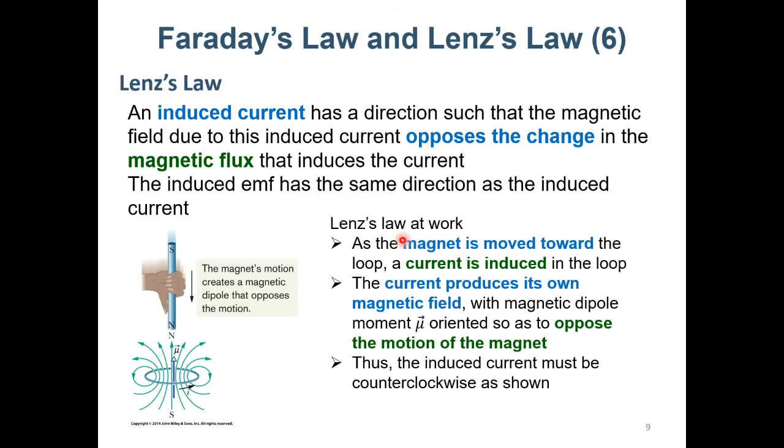So Lenz's law at work as the magnet is moved toward the loop. The current is induced in the loop. The current produces its own magnetic field with the magnetic dipole moment oriented so as to oppose the motion of the magnet. Thus, the induced current must be counterclockwise as shown.